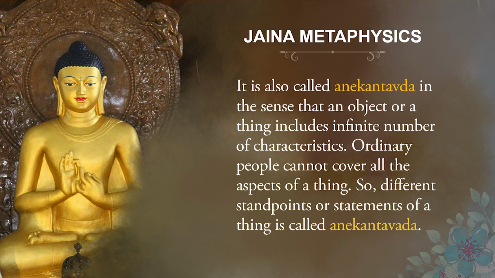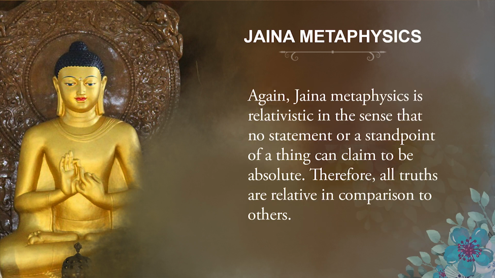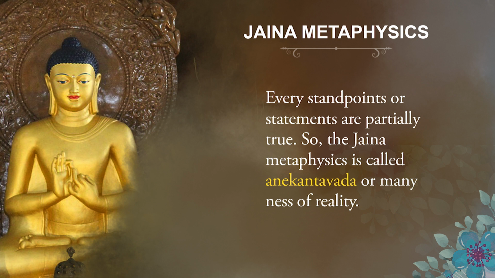It is also called Anekantavada in the sense that an object or a thing includes infinite number of characteristics. Ordinary people cannot cover all the aspects of a thing, so different standpoints or statements of a thing is called Anekantavada. Again, Jaina metaphysics is relativistic in the sense that no statement or standpoint of a thing can claim to be absolute. Therefore, all truths are relative in comparison to others. Every standpoint or statement is partially true. So the Jaina metaphysics is called Anekantavada or manyness of reality.